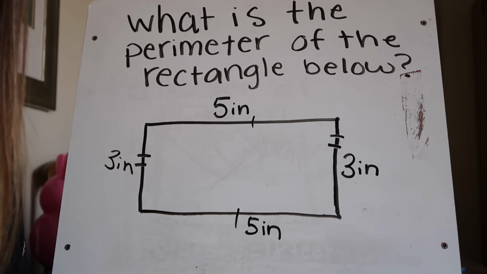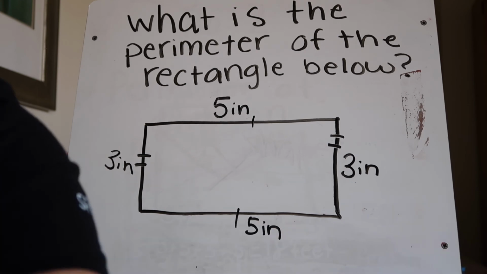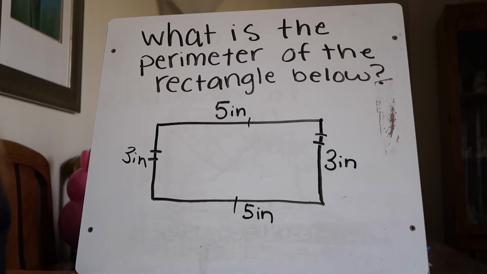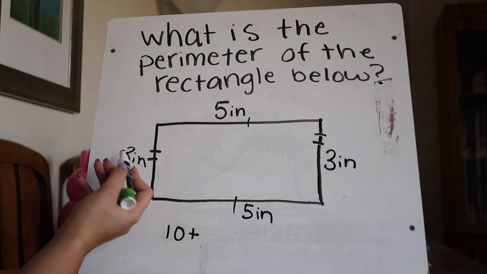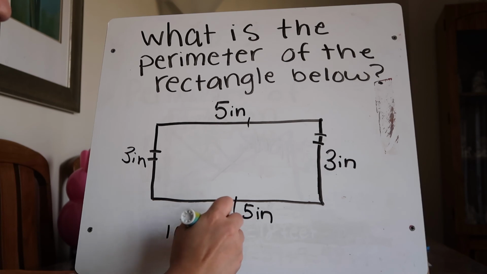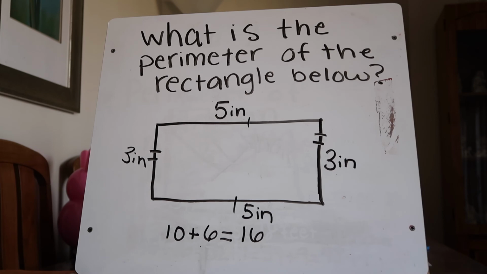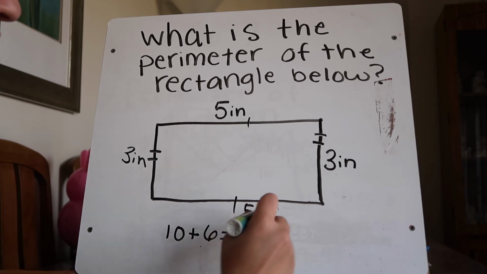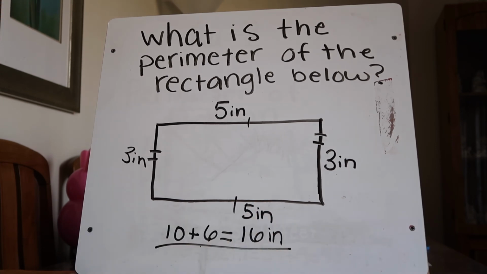Now, to find the perimeter of this shape, we are going to add them all together. So let me zoom you out a little bit so you can see my bottom. I personally like to make it easier for myself. So I know that 5 and 5 equals 10, and I know that 3 and 3 equals 6. So I'm going to add those together. I get 16. And I cannot forget to label. So I see here that my label is inches, so I am going to write inches. And that is the perimeter of this rectangle.